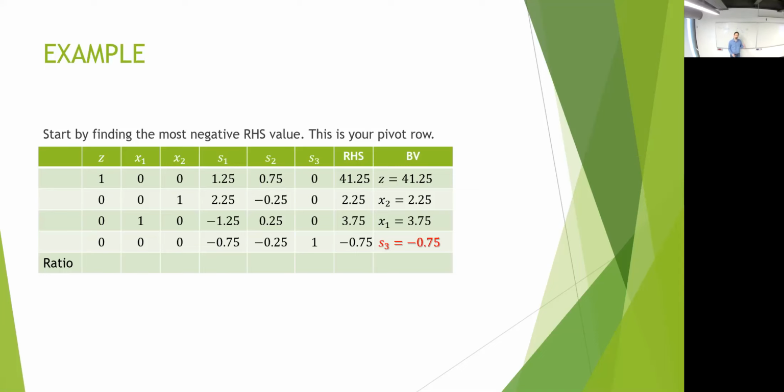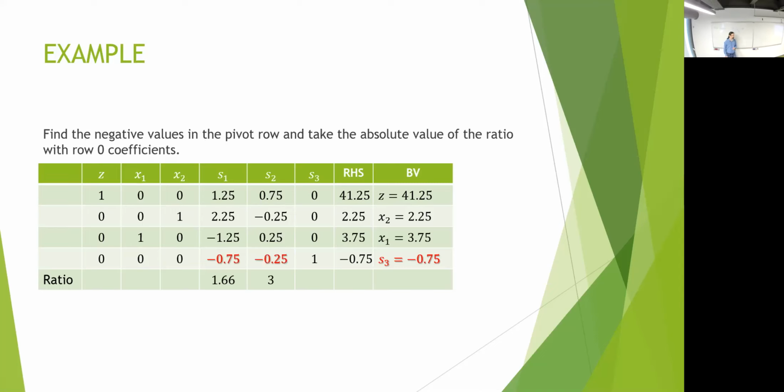What I need to do is just find the ratios for these two values. So I will just divide 125 by 0.75 and 0.75 by 0.25, and I will get those two ratios, 166 and 3. The smallest ratio is 166, so the pivot column is S1, which means that S1 will enter the solution, and as the row belongs to S3, S3 will leave the solution.